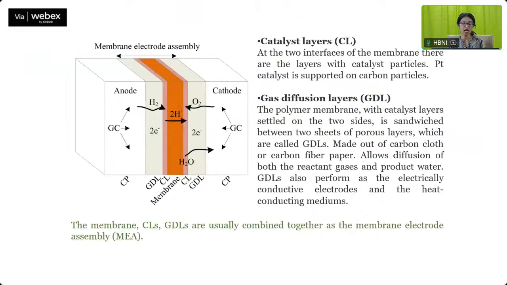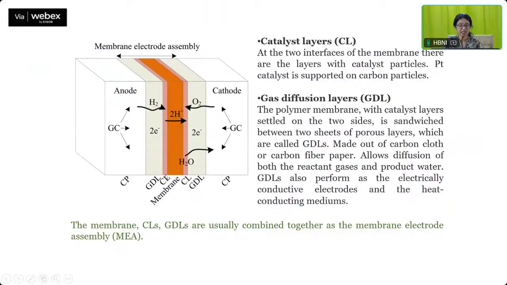So how is this entire fuel cell assembled? If you look over here, what you have is the electrodes, then you have a gas diffusion layer, then a catalyst layer, and then a membrane.